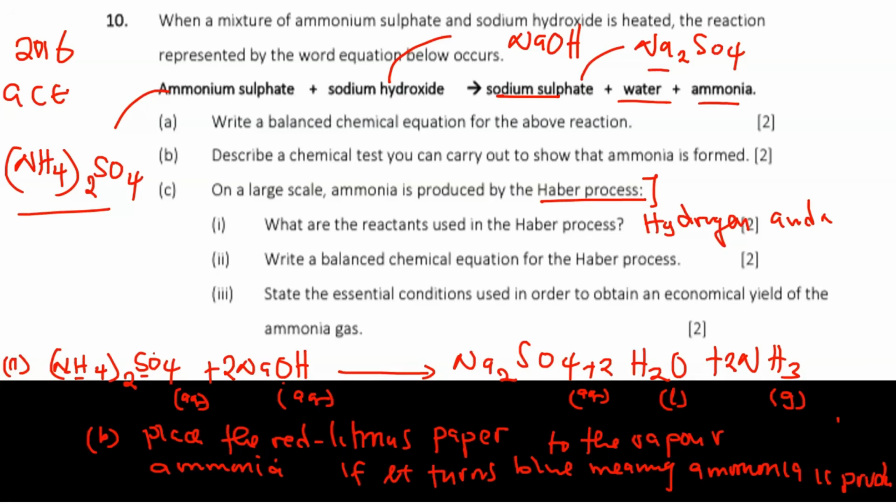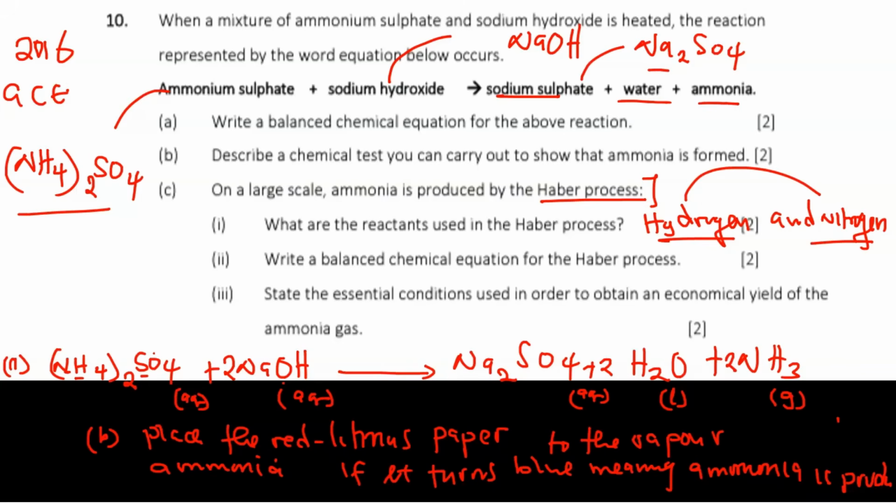and nitrogen. Now it's very important also to know the origin of these. Hydrogen is coming from steam reforming or cracking. Then nitrogen is coming from fractional distillation of liquid air. So it's very important to know where these are coming from. Then write the balanced equation for the Haber process. In this case, hydrogen and nitrogen are reacting, and this reaction occurs in the converter chamber.